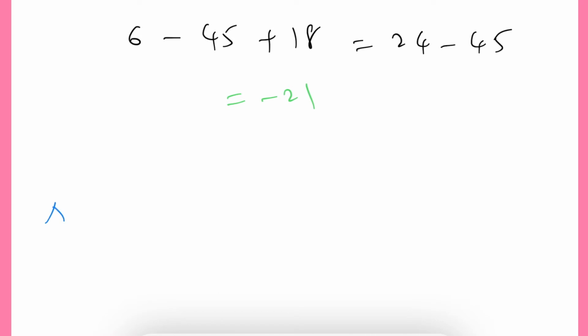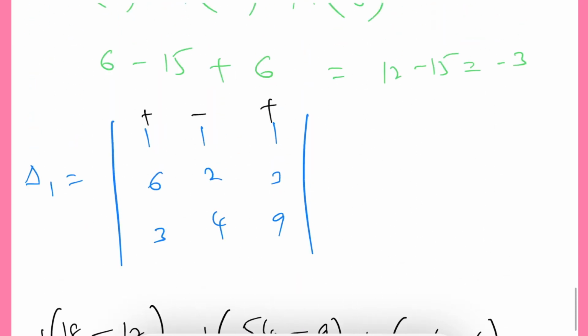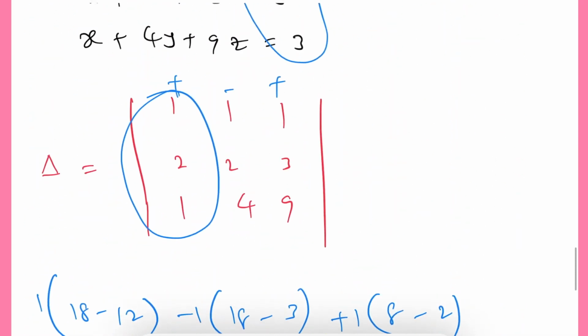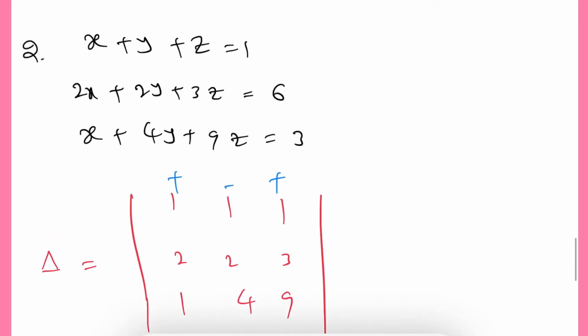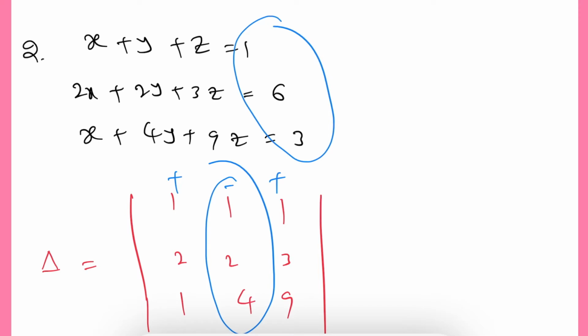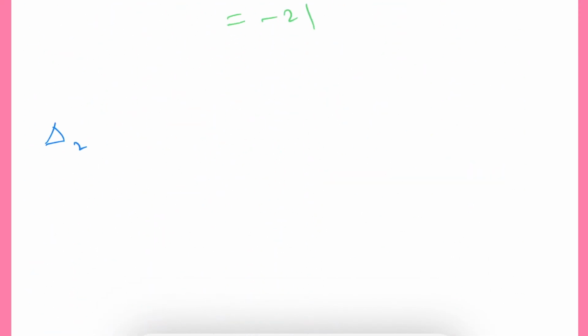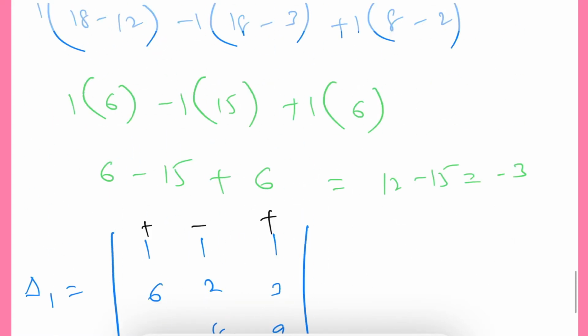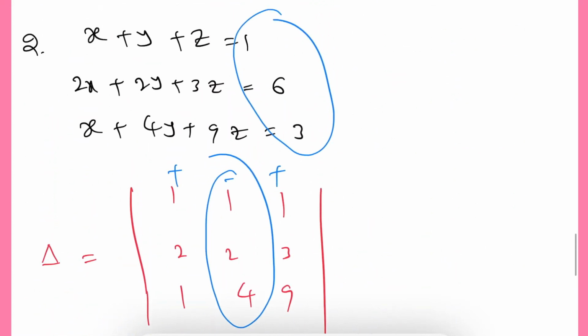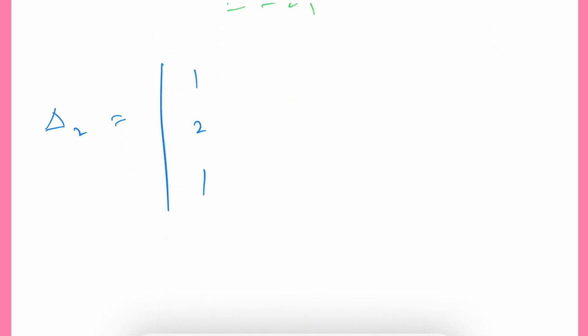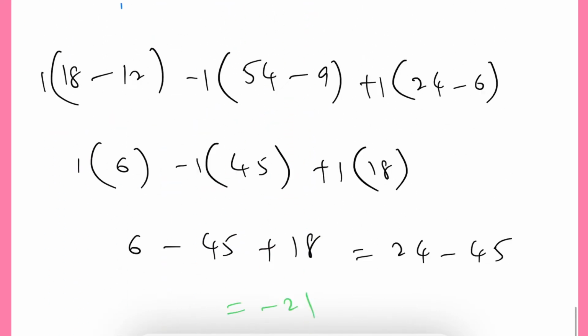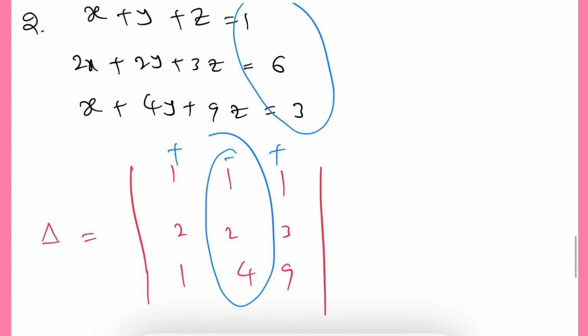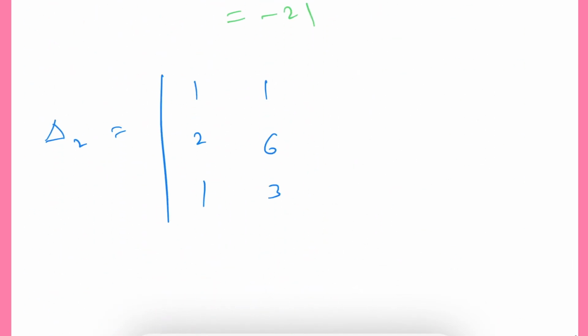Now let us find out the delta 2 value then. So delta 2 is nothing but just the second column we need to replace. Now here, this second column we need to replace with the constants. So first column as usual 1, 2, 1. Then second column we will replace with the constant, that is 163, and last column will be as it is again 139. Okay, let us simplify this again.